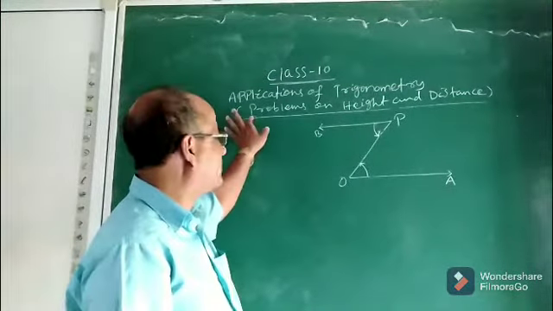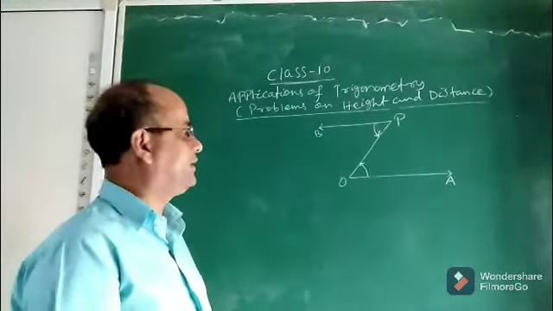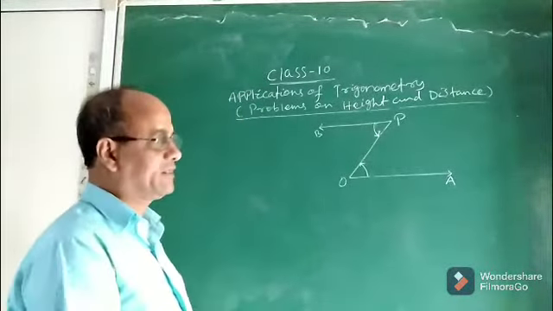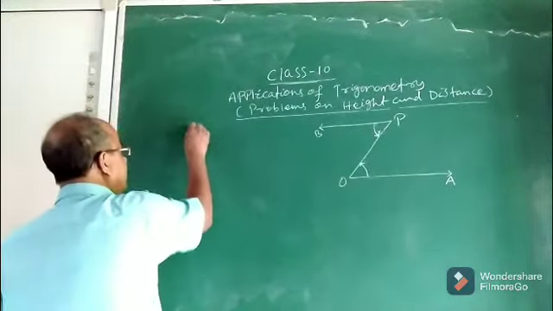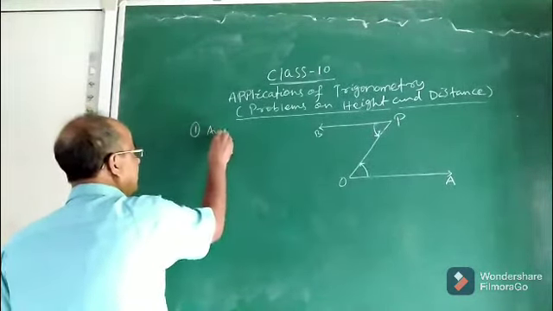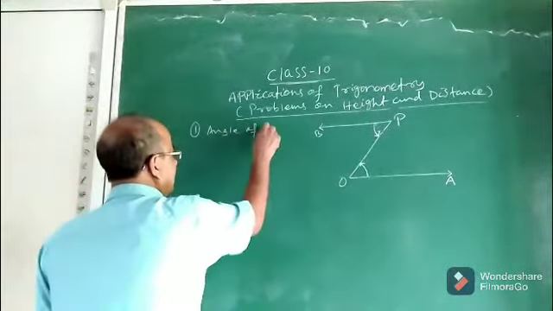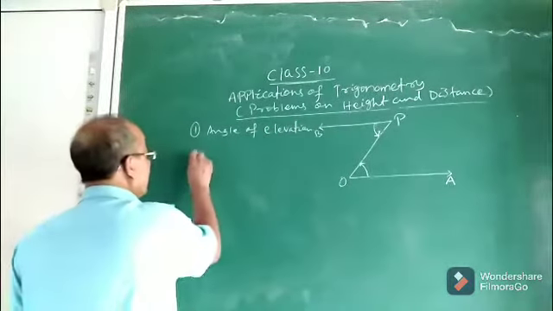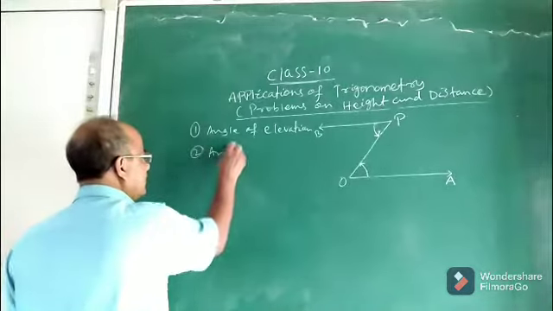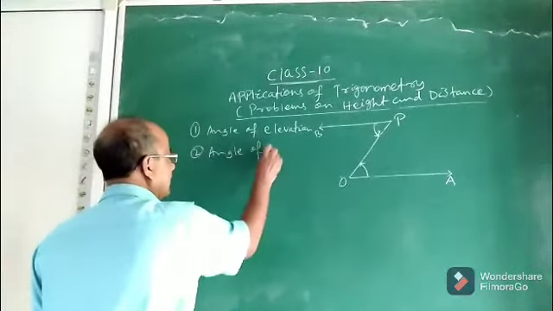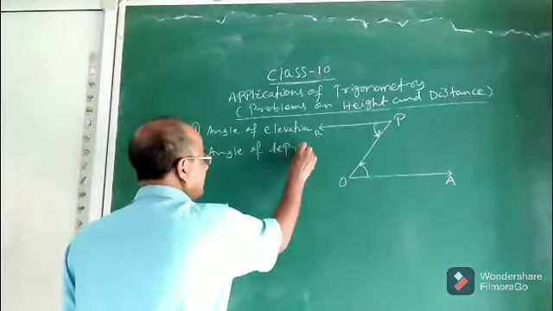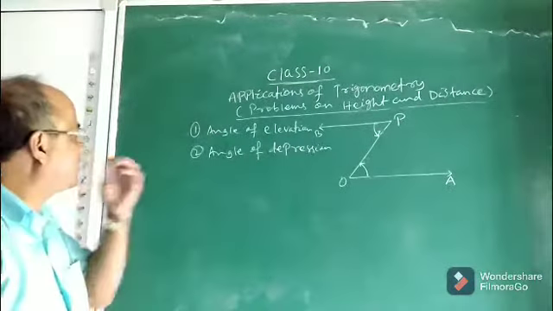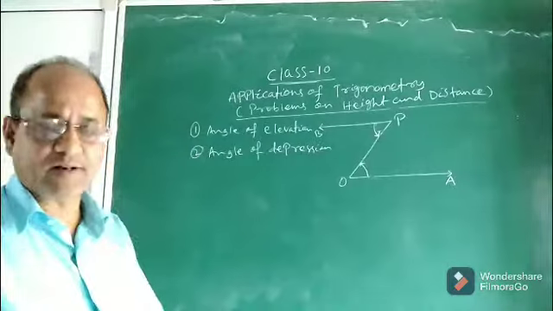Now, before we discuss the application of trigonometry to problems involving height and distance, we have to know certain things. One is that we have to understand some terms like angle of elevation. What is angle of elevation? And angle of depression. These are the two things which we have to understand. Then only can we apply the concept of trigonometric ratios to problems involving height and distance.